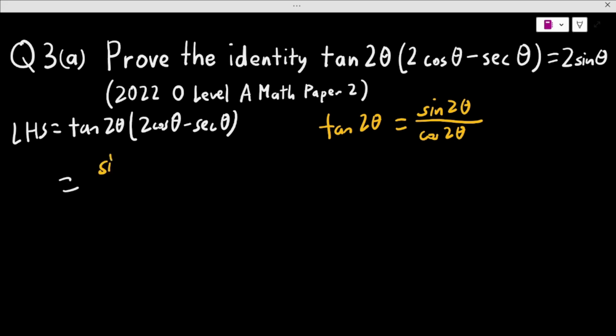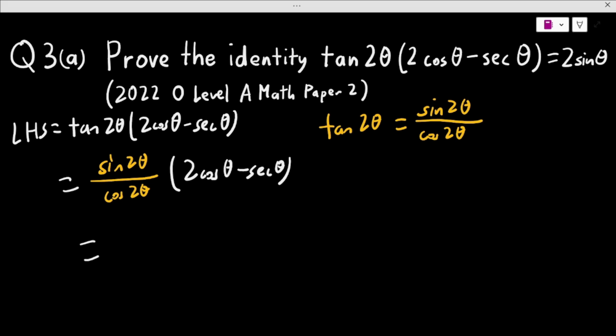This is going to be the sine of 2 theta over cosine of 2 theta times 2 cosine theta minus secant theta. Alright, now we can probably use a double angle formula for the sine of 2 theta and the cosine of 2 theta. For the sine of 2 theta, it's pretty straightforward. It's just 2 sine theta cosine theta. But for the denominator, there's 3 ways to break it down. So let's just leave it as cosine 2 theta for now.